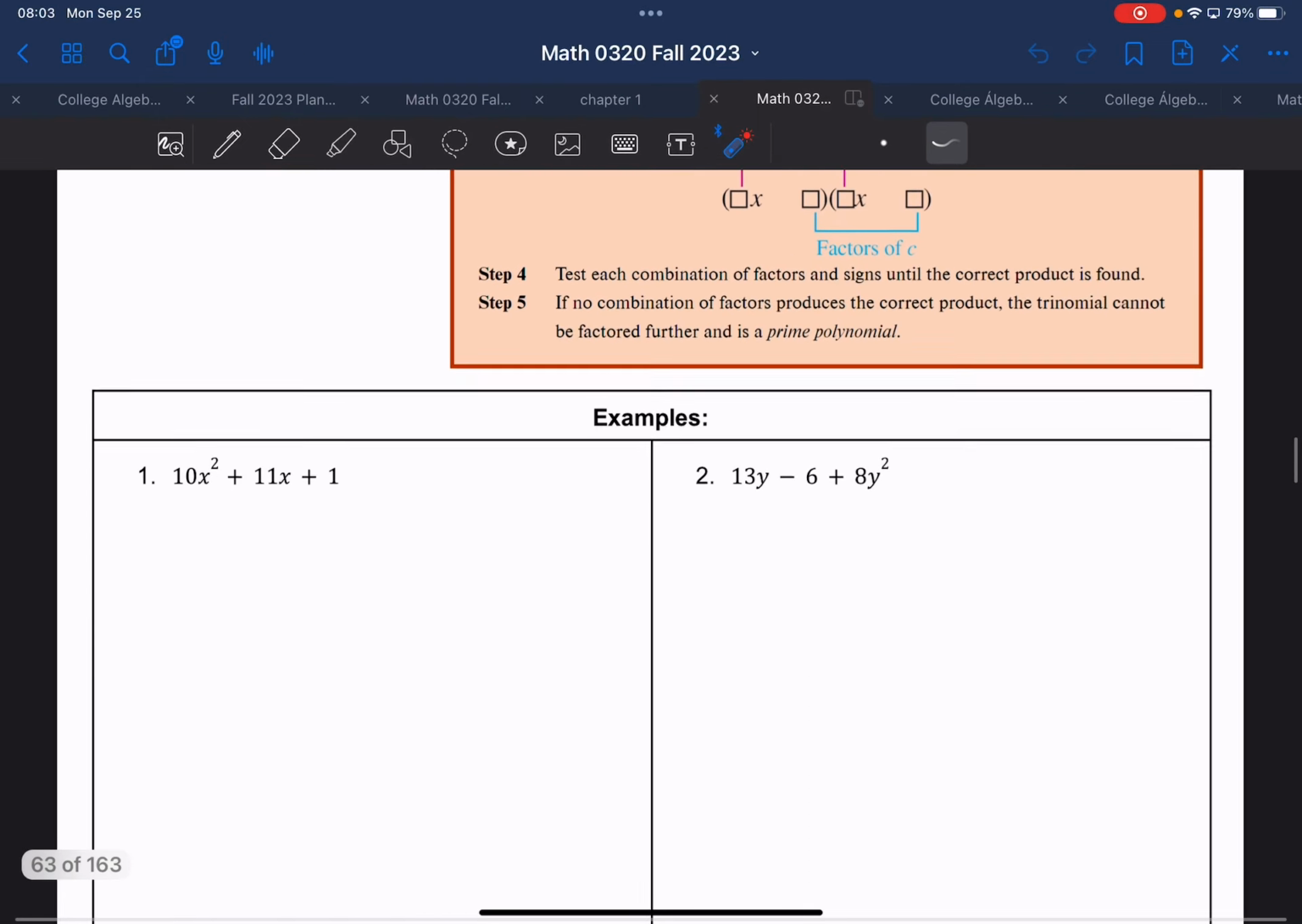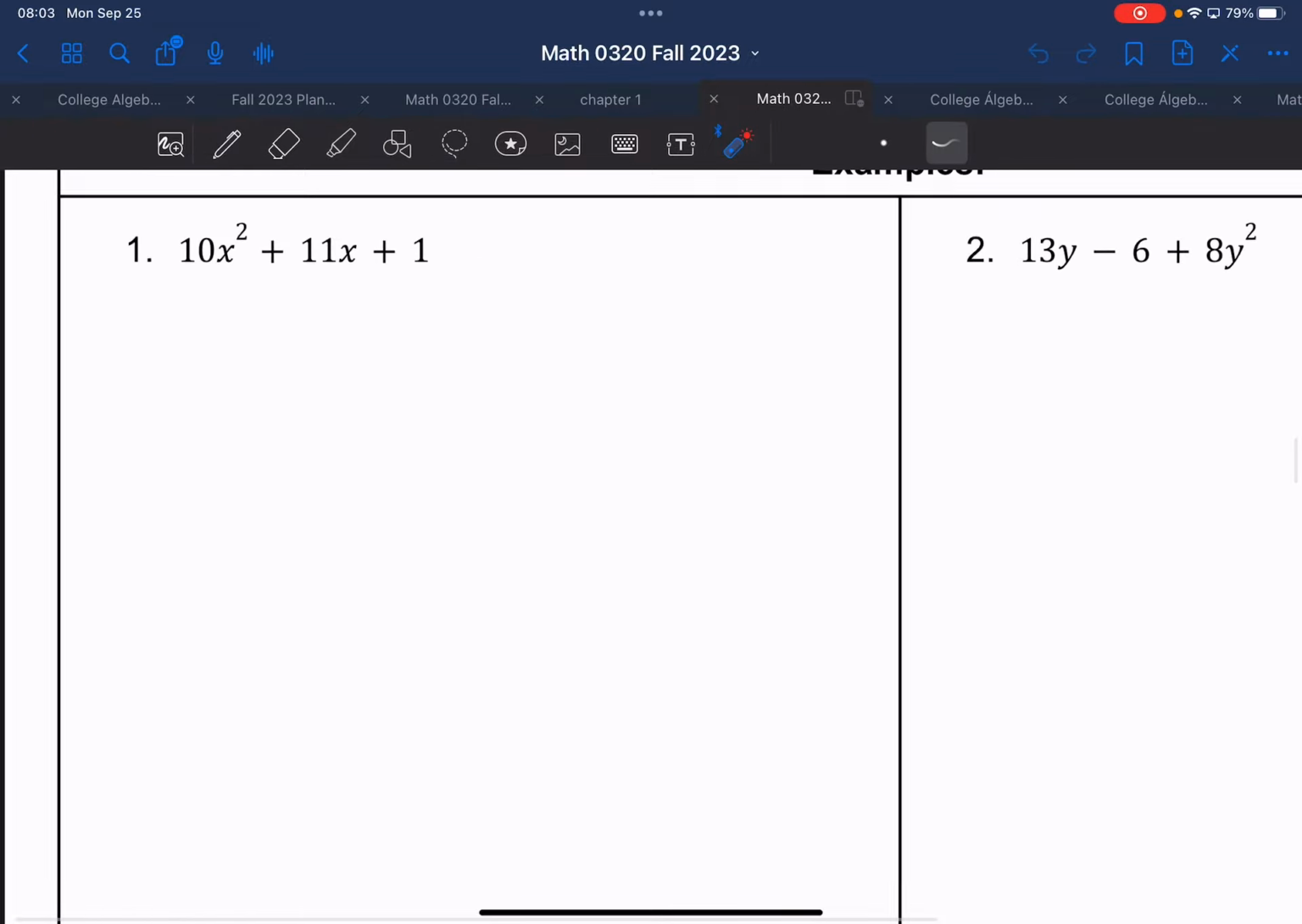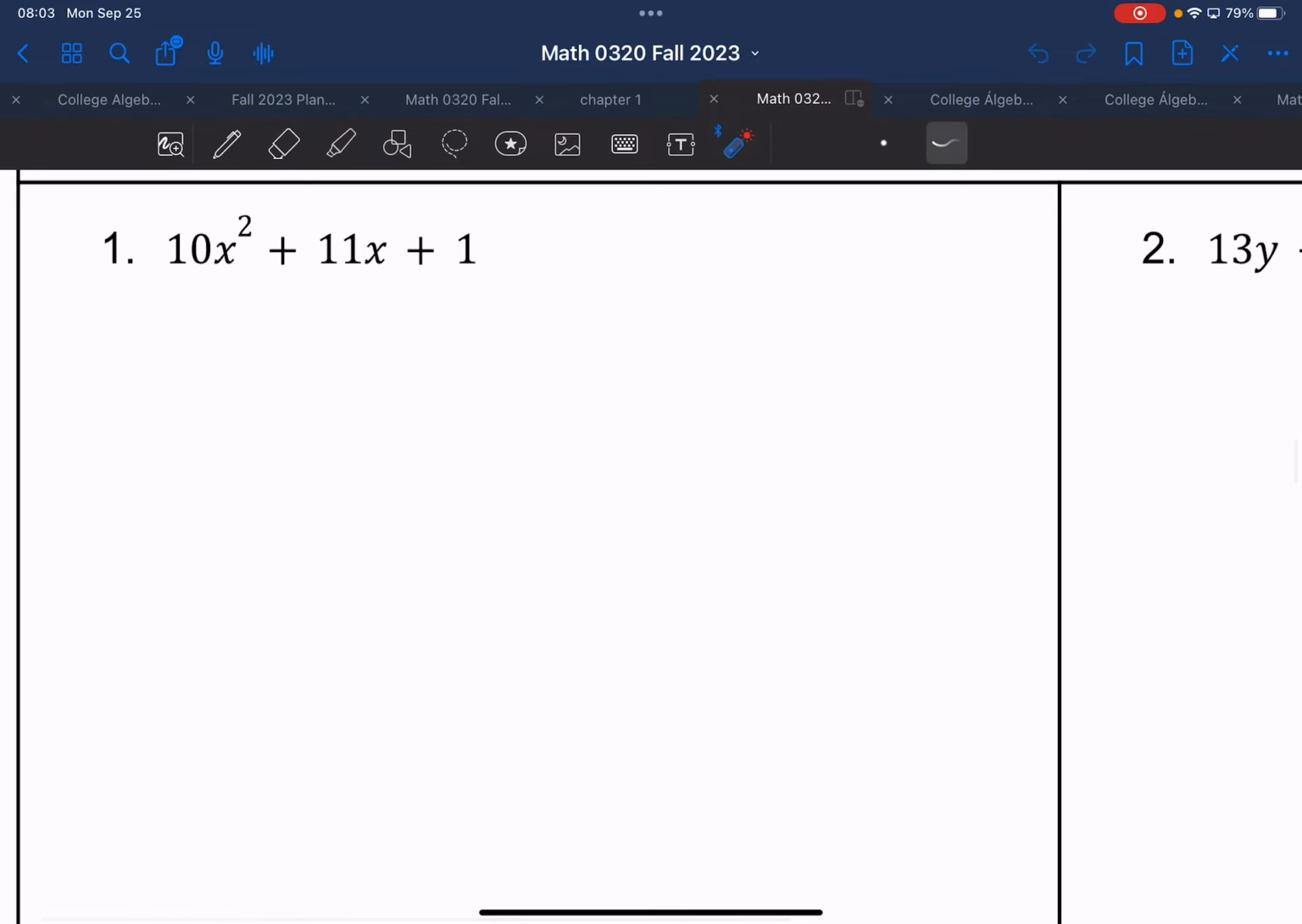Okay, so let's go ahead and look at some examples here. Number 1, we have 10x squared plus 11x plus 1. Our first step is to see if we have a GCF. Does number 1 have a GCF? Yes or no? No, we don't, because if we look at our first numbers here, our A, B, and C numbers, there's not a number that we can divide into 10, 11, and 1 besides the number 1, but we don't factor out a GCF of 1 because that doesn't change our problem.